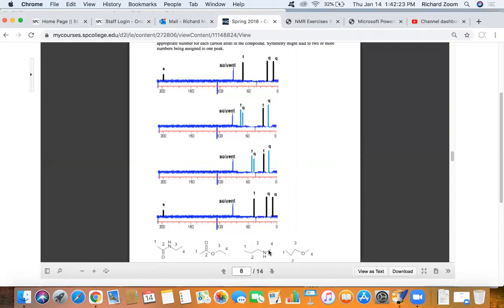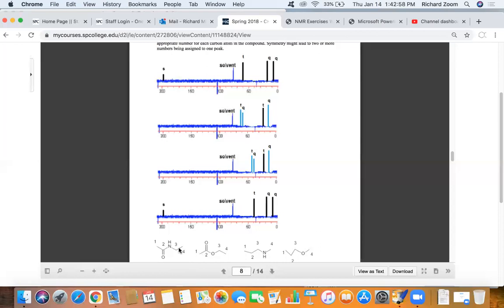What was the first one again? 2 Qs, a T, and an S. Did I say something different? I might have said it was a D, but anyway, it's 2 Qs, a T, and an S, definitely. Same with this one. So these two are the same and these two are the same, at least for the Qs and Ts. But you can see this has 2 Qs, a T, and an S. This one has 2 Qs and 2 Ts. This one has 2 Qs and 2 Ts. And this one has 2 Qs, a T, and an S.